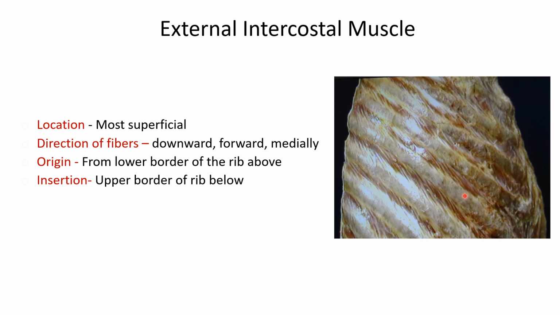The origin of this muscle is from the sharp lower border of the rib above, and the insertion is into the outer lip of the upper border of the rib below. If you see the upper border of a rib, it will have two lips, an outer margin or outer lip and an inner margin or inner lip, and this muscle is inserted into the outer margin or lip.